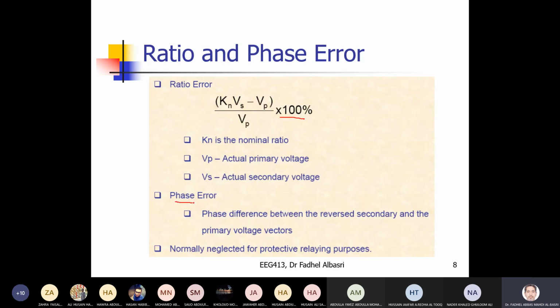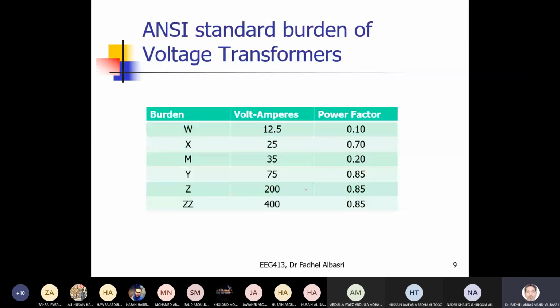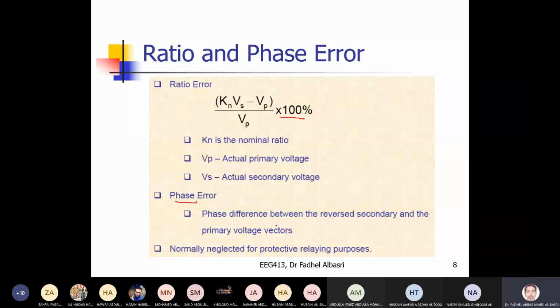Also, I have phase error. This is not just ratio error, also the phase angle error between the primary, which is expected to be in phase with the secondary. So if there is a phase difference between the primary and secondary, we call this a phase error. Now in standards, this error is not too much, and doesn't worry us from the protection point of view as compared to CTs.